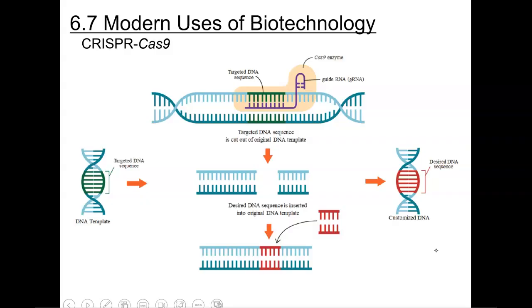So here we see how CRISPR-Cas9 works. We go in, you unwind the DNA, you have your targeted DNA sequence. That Cas9 enzyme, as it's reading it, will be able to take that out and replace it with that functional gene.